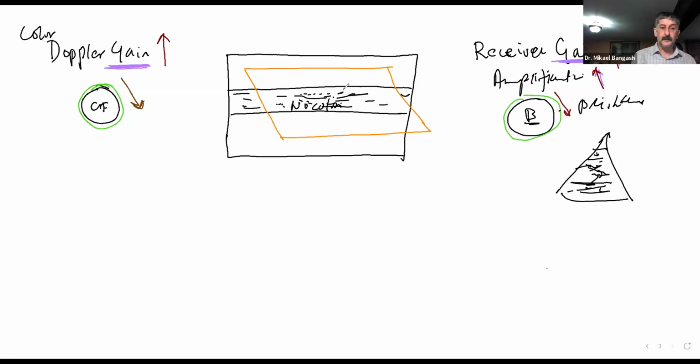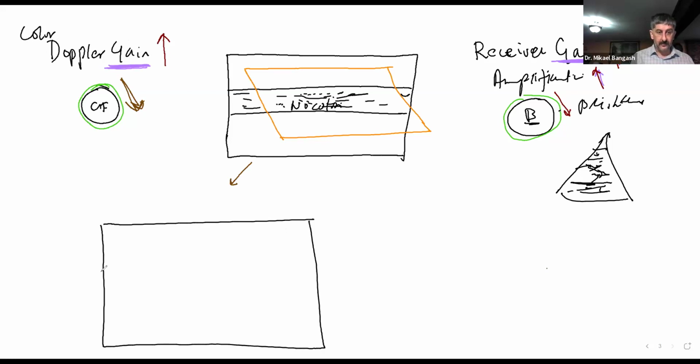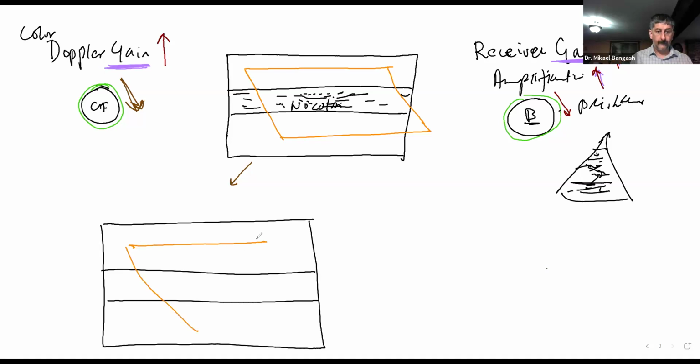So in this case, if we increase what I will call the color Doppler gain, which is just the amplification of your color Doppler, now what you may see is that the blood vessel, which previously was not having any color, may start to display a color.